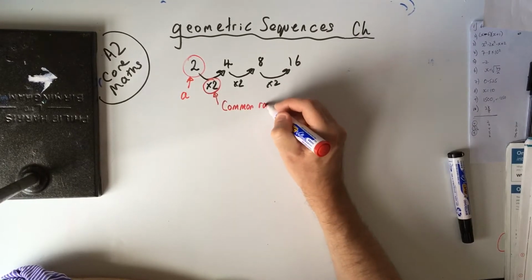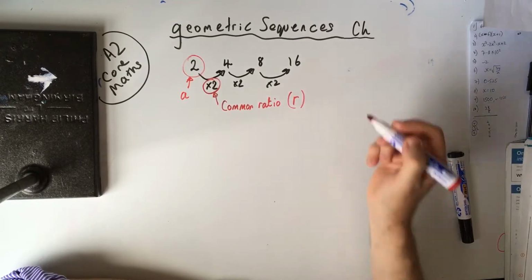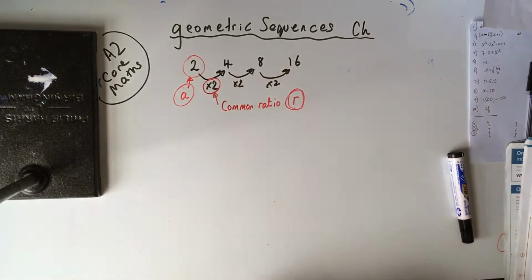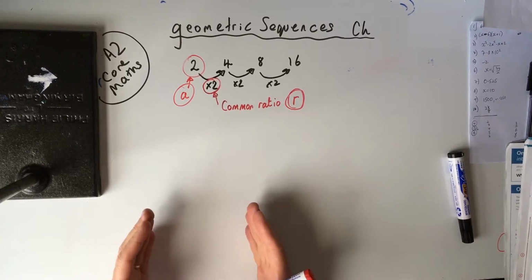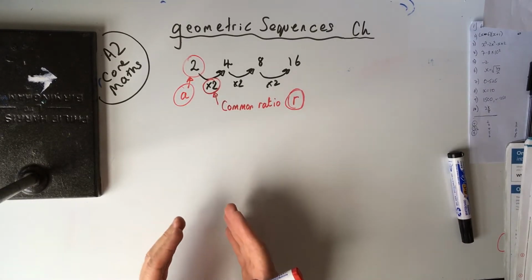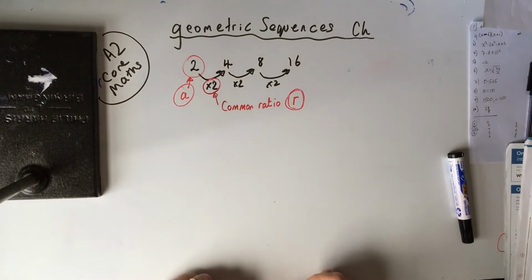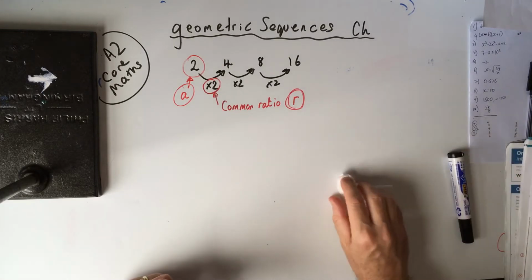Okay, so we call this the common ratio, and mathematicians give that a lowercase r. So we're going to use A's and R's. With the arithmetic sequence, we use A's and D's, don't we? A for the first term again, D for the common difference. For a geometric sequence, we use A for the first term and R for the common ratio. Okay, don't ever think about it as dividing.